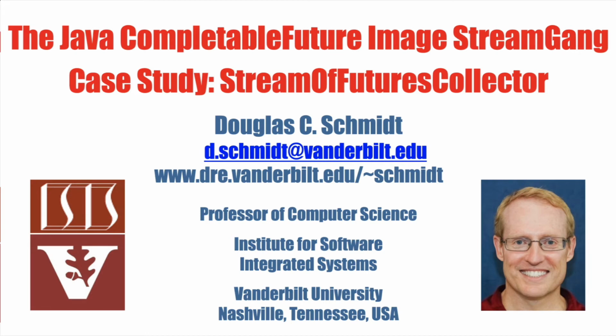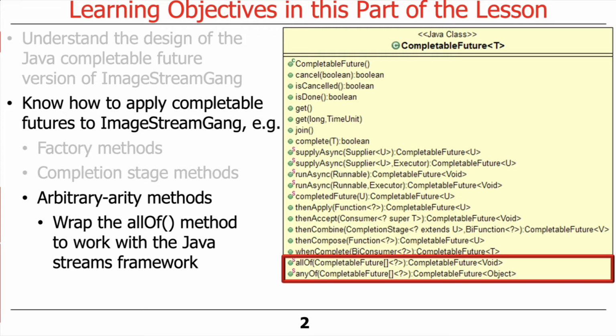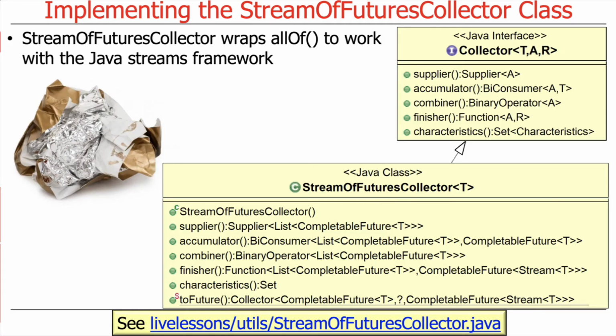So the last piece of the puzzle here we're going to cover in the context of this slide set at least is our StreamOfFuturesCollector. And we're going to use this to wrap the allOf arbitrary-arity method so it works with the Java streams framework. We've already seen how we use this. Now we're going to talk about how we implement it.